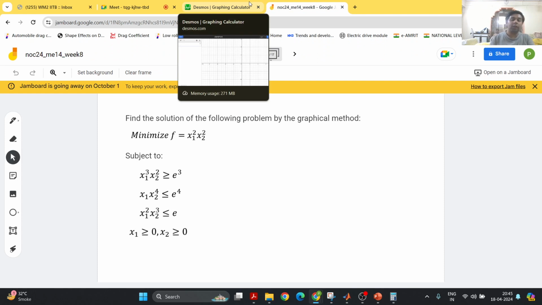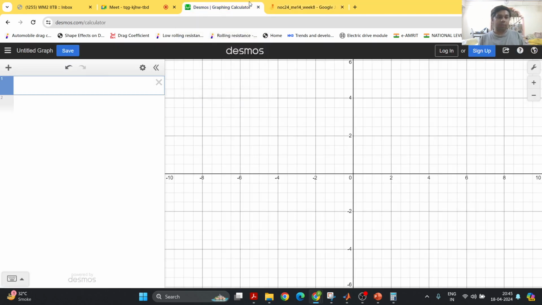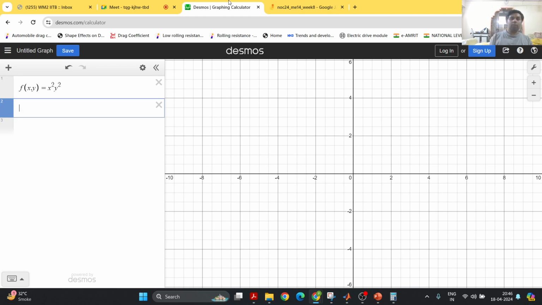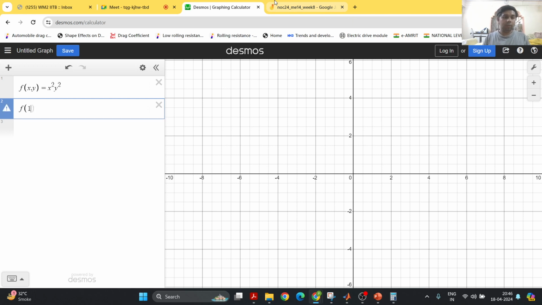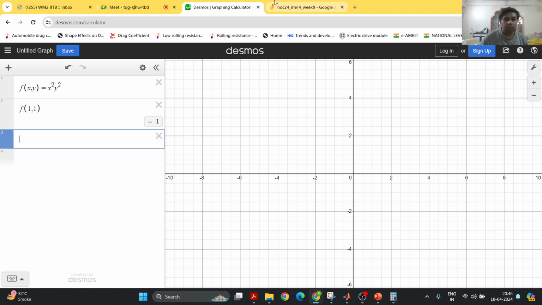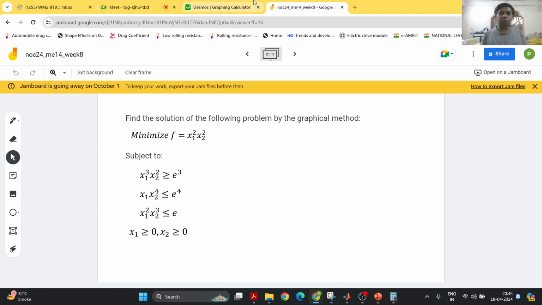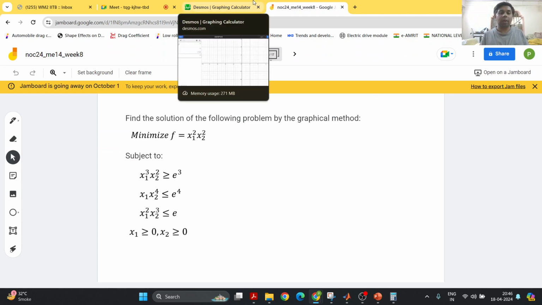So now we can define our f. Let's try this. f of x comma y is f of x, y equal to x square y square, something like that. Then you code below, you can directly do it, it's very easy. Yeah, so then it just plots the constraints by itself.